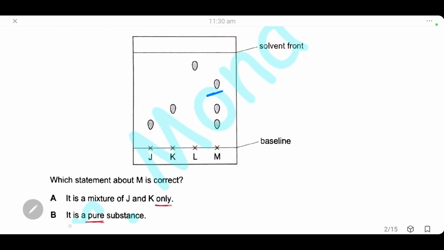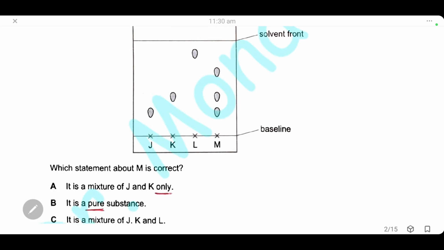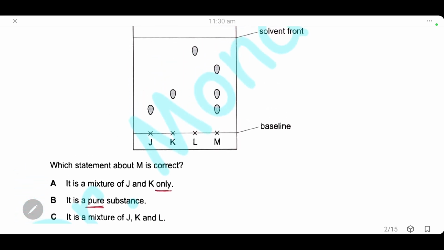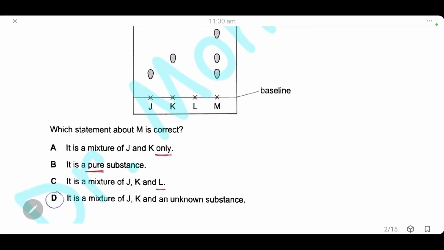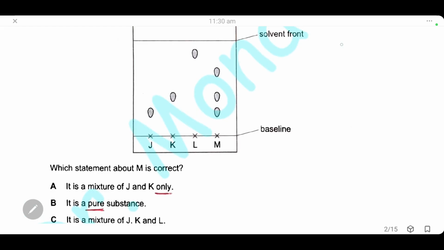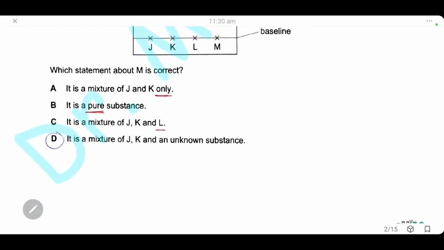K. B, M is a pure substance, of course not. It is formed of three substances because it has three spots. C, it's a mixture of J, K, and L. We can obviously see that the third spot doesn't have the same RF value as L, so it is not L. Finally, D, M is a mixture of J, K, and a third unknown substance. Here, the third spot is for an unknown substance, so the answer will be D.